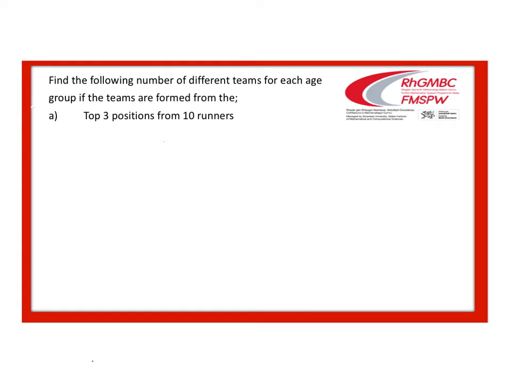So what we're going to do now is find the number of different teams that we can form if we're going to pick the top 3 positions from 10 runners. Now, what we've already seen is that we could calculate the top 3 rankings by imagining that we're going to calculate how many ways we could order those 10 runners, and then, because I'm not interested in the last 7 runners, divide through by the number of ways I can order those last 7 runners. Now, that gave us an answer of 720.